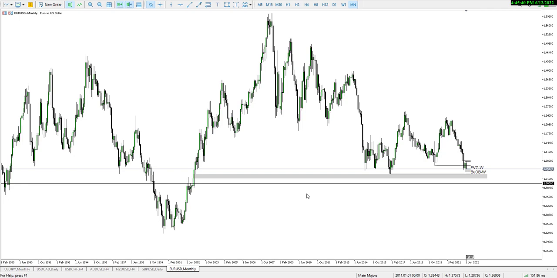I've already highlighted the most obvious areas on this monthly chart for Euro. And you can clearly see we've got imbalance here, which dates back 20 years ago, and price is actually approaching that imbalance, with two retests of that imbalance, one in 2017 and currently in 2022. But we haven't actually filled that imbalance.